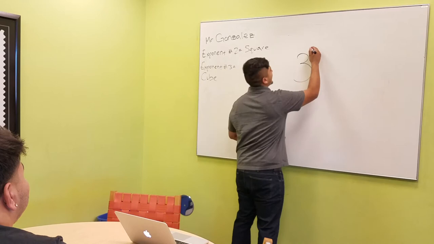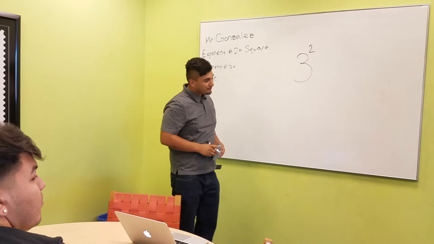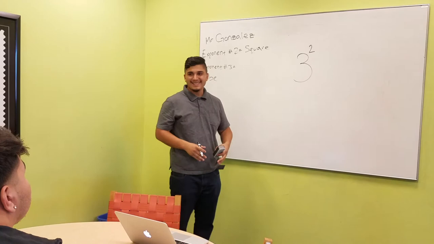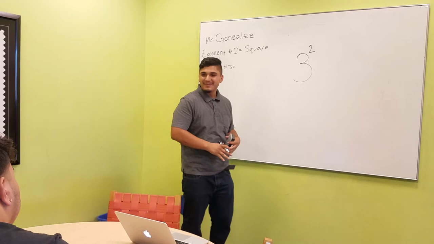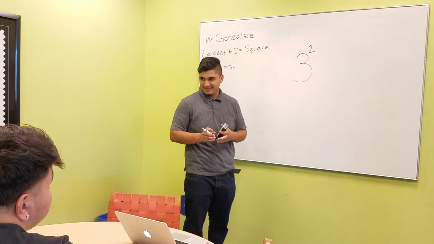So let's say you have the number 3, right? And you're squaring it. So the question is, what does that mean? We have a 3, which is our base, and then we have 2, which is our exponent. So what does this mean? Do any of you know what this means? You don't know? Okay, that's fine. That's why we're here.